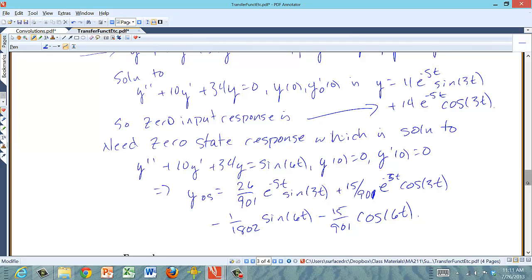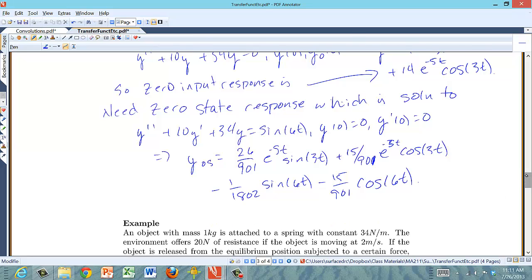So we've got the zero input response. I found the zero state response. And by the way, when you're doing these problems, I'm assuming you know how to solve these. It's fine to just go ahead and use Maple. The point here is, do you know about zero input and zero state responses?